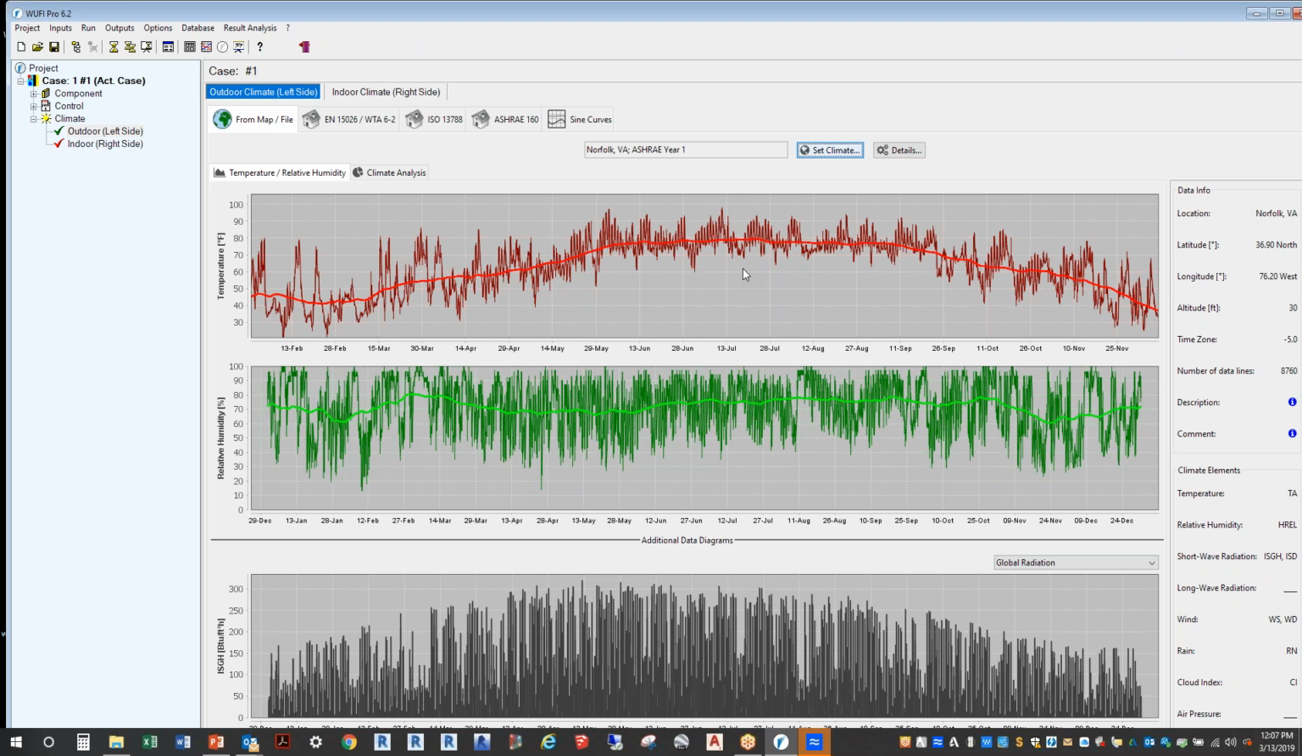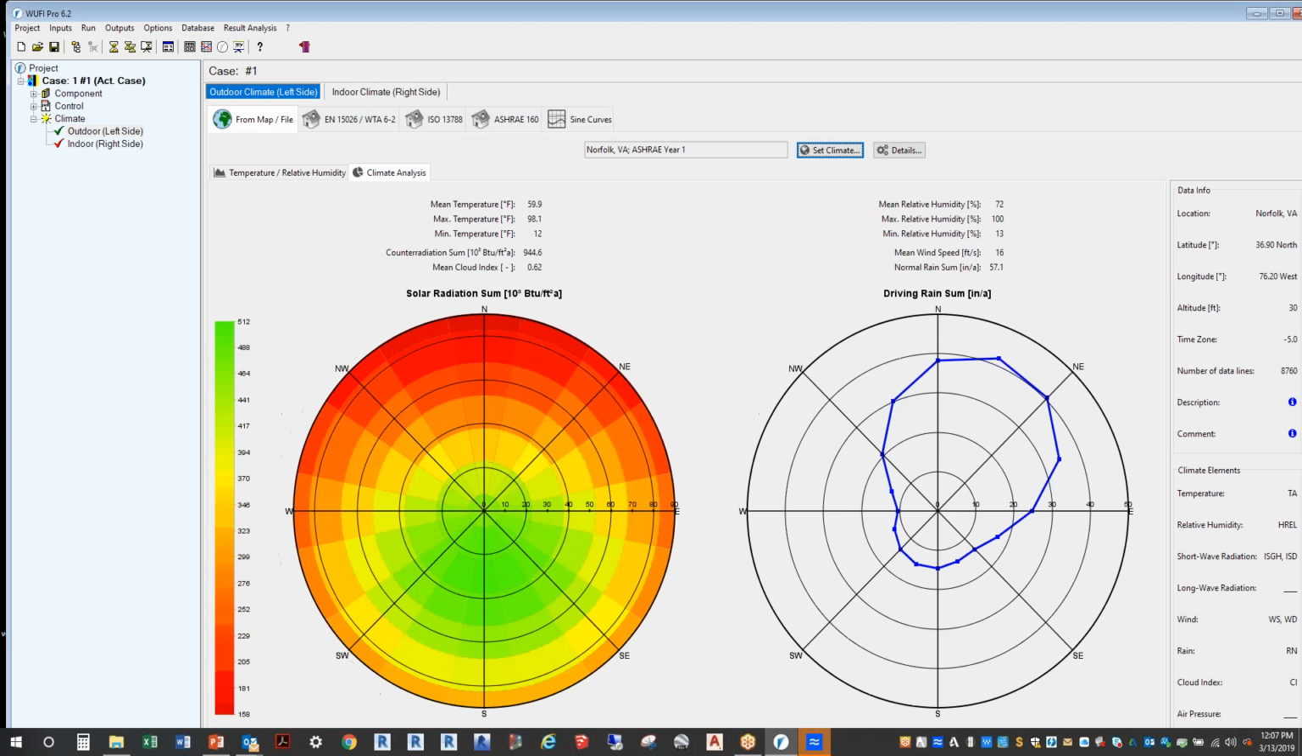And then there's a climate analysis button, and this little climate analysis will show you your solar radiation sums, and this is a full year analysis. It'll show you your driving rain. So in Norfolk, our driving rain primarily comes from the Northeast, so we can validate that. So the weather file has the rain in it as well. All right, and so then Jimmy, can you explain that solar radiation?